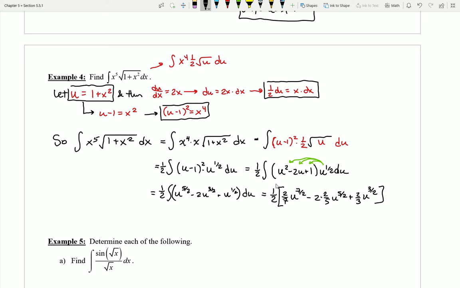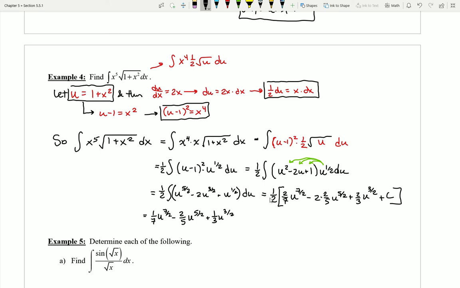Notice I could even start to simplify by distributing in my 1/2. I could rewrite this as, let's see, this would be 1/7 u to the 7/2. Multiplying into here would just leave me with, oops, it should be a minus. So I'll have a minus 2/5 u to the 5/2. And then when I distribute in here, I'm going to be left with a 1/3 u to the 3/2. And oops, it looks like I definitely forgot something here. I forgot to include a plus c on my antiderivative.